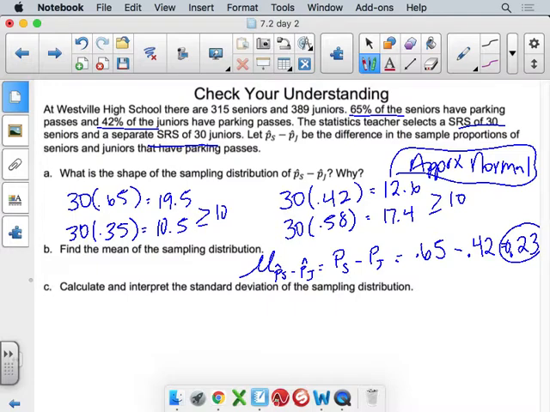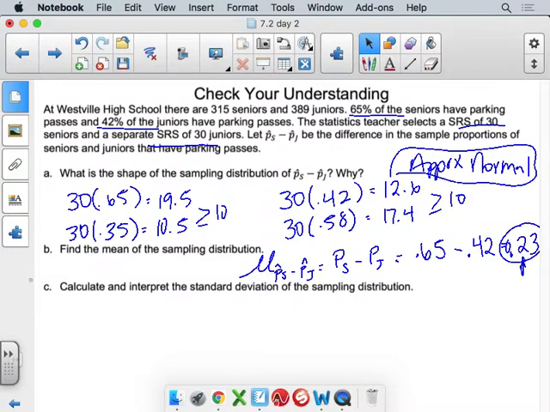So the average difference is saying that seniors have a parking pass 23% more, on average, than juniors. Like, that's what's going to happen. C: calculate and interpret the standard deviation.